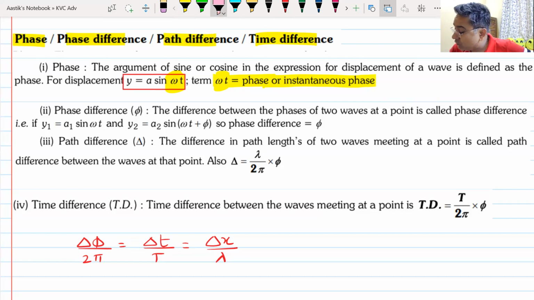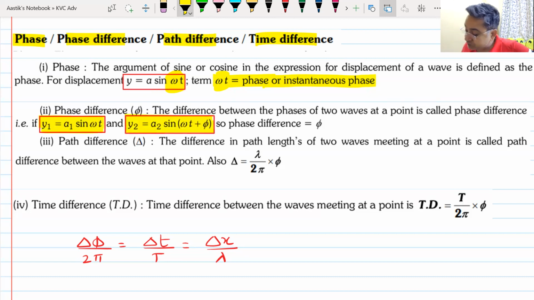Then if you have two waves, my dear friends, one is y1 equal to a1 sine omega t, the other one is y2 equal to a2 sine omega t plus phi. We can see that in between these two waves there is a phase difference. Yes or no? Yes, sir. One wave is ahead, leading, the other wave is behind, lagging. We saw it in AC also. Which wave is ahead and which wave is lagging between y1 and y2? Y1 is ahead and Y2 is lagging.